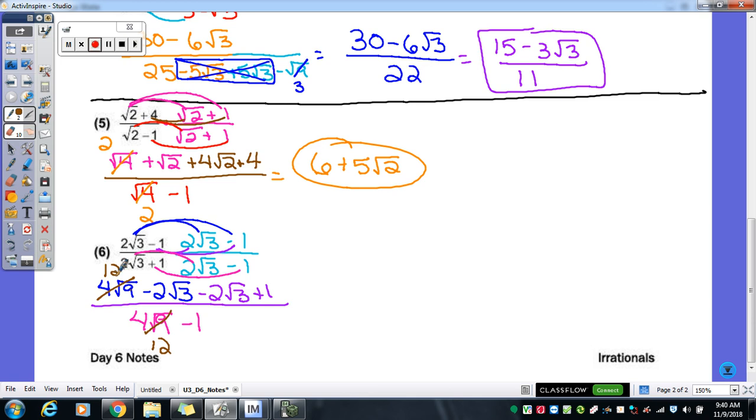So up top, 12 plus 1 would give us a 13. Negative 2 radical 3 minus another 2 radical 3 gives me a negative 4 radical 3. And then at the bottom, 12 minus 1, 11. So looking at 13, 4, and 11, the numbers not in radicals, can we reduce those all by the same number? Nope. So that's our final answer.